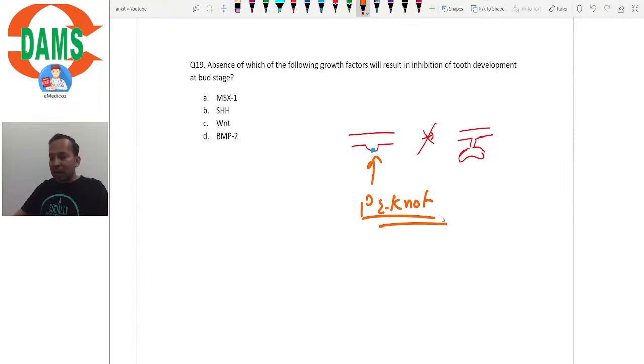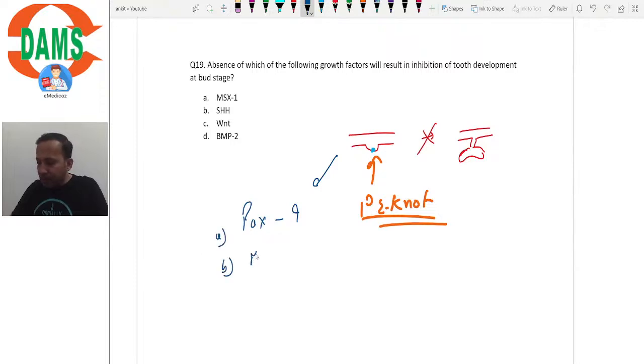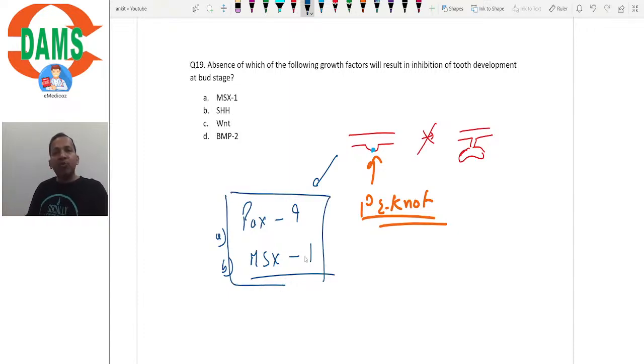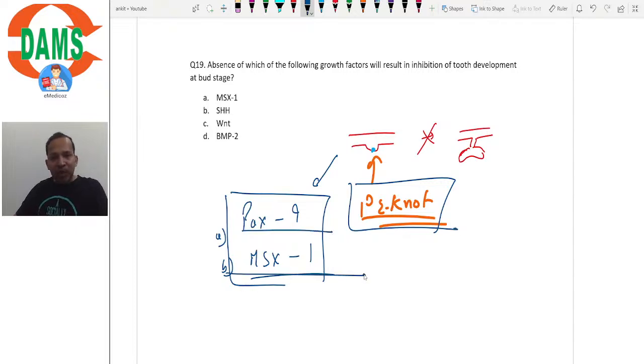stage, right? Apart from this, there are two growth factors which are responsible for this transition, and they are PAX9 and MSX1. So if either of these two is absent or missing, even then the bud will not transition into cap. So if primary enamel knot is missing, if PAX9 is missing, if MSX1 is missing, if either of these three is missing, the bud will not transition into cap stage.